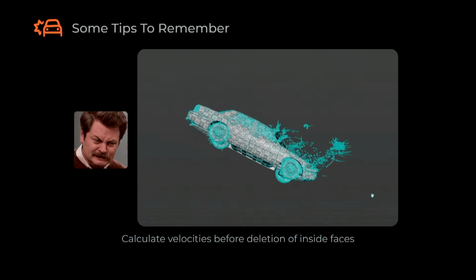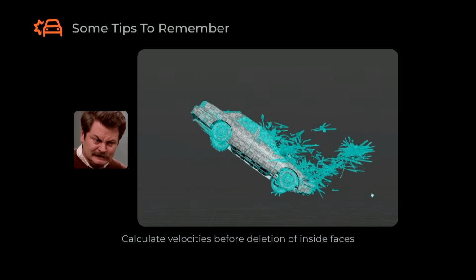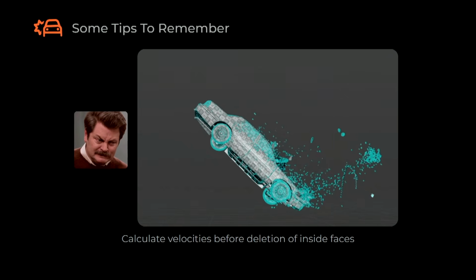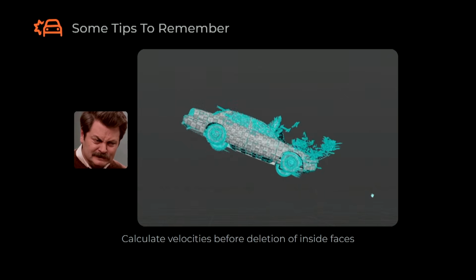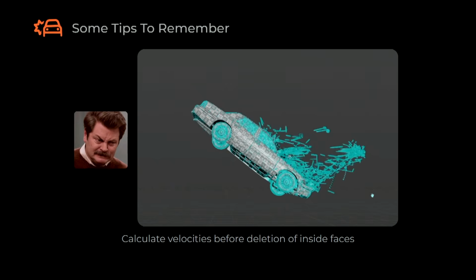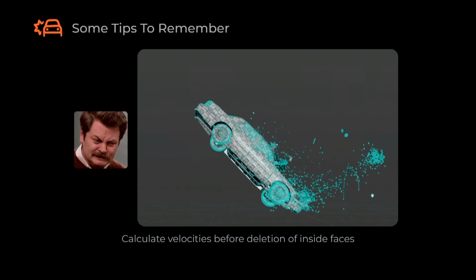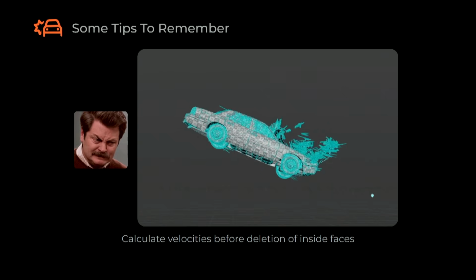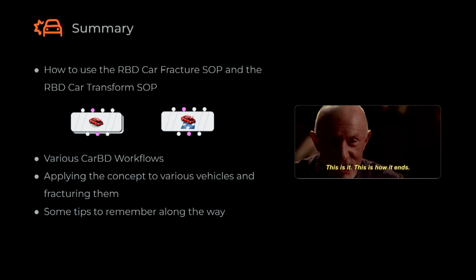And then when you're computing velocities, you might want to do it before deleting the inside faces. So if you're using the RBD disconnected faces swap for your glasses and for deleting the inside faces, computing velocity before that works better than doing it after. So that's it. That brings us to the end.